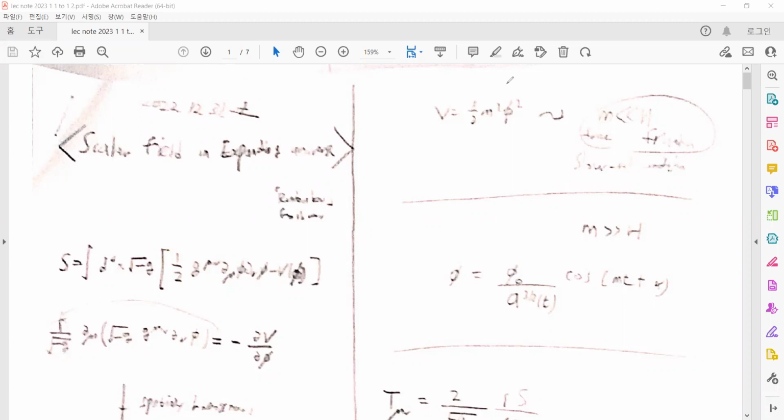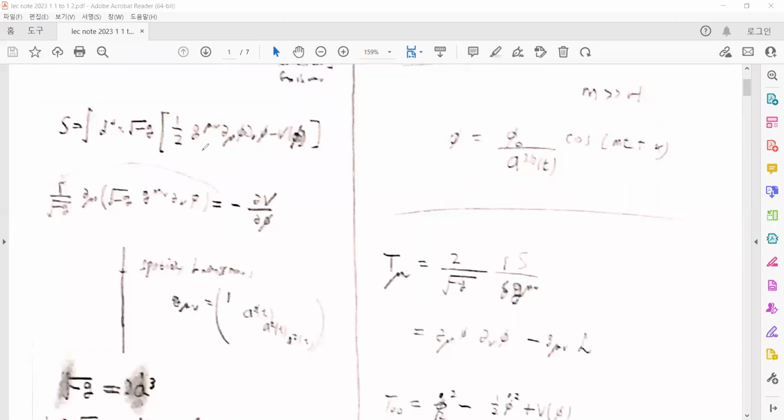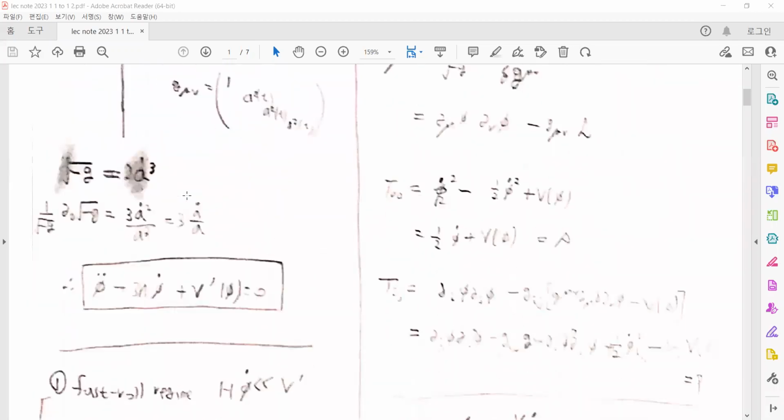So we can write this scalar field in the expanding universe with the Lagrangian, with some g mu nu, and the determinant of the matrix, in the action. We can obtain the equations of motion using the Lagrangian equations. By assuming homogeneity, because on the largest scales the universe is almost homogeneous.